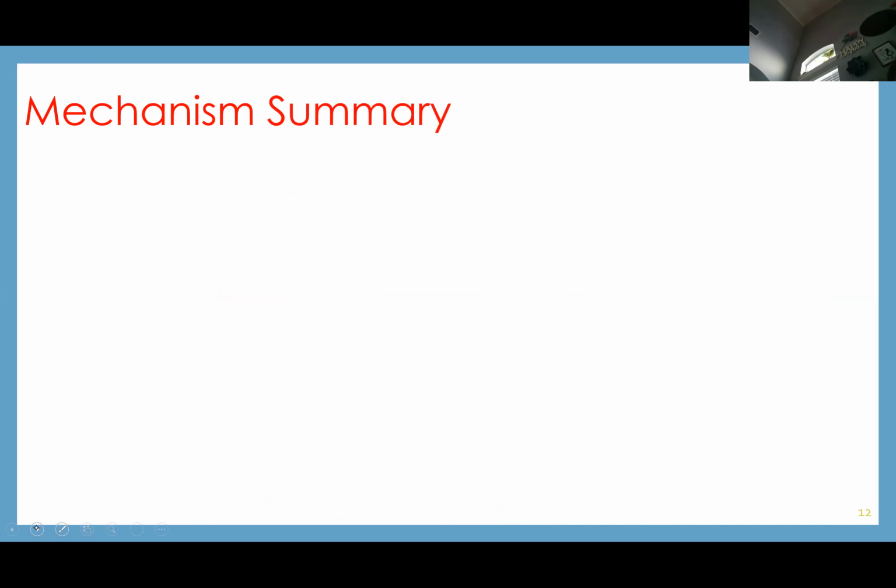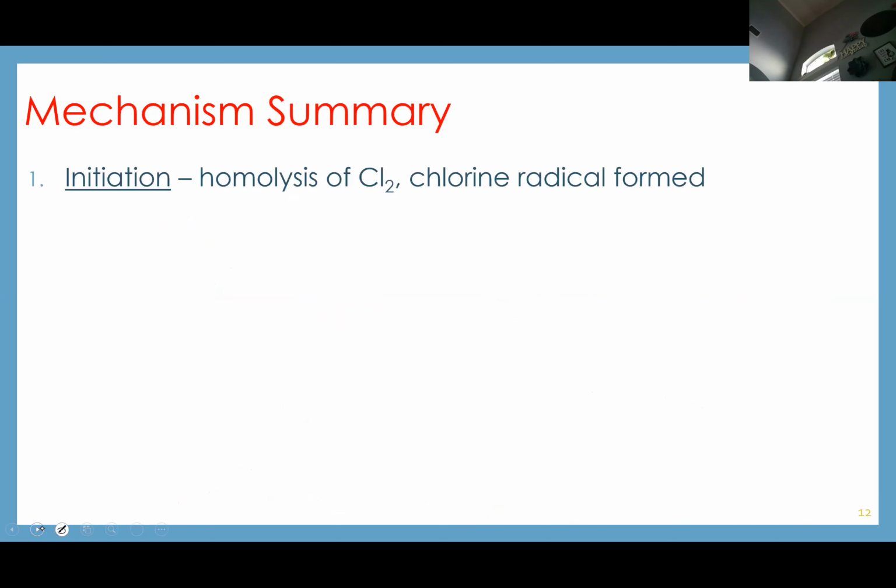So the summary of a radical mechanism. Your first step is initiation. You have homolysis of the chlorine molecule. The chlorine radical is formed.